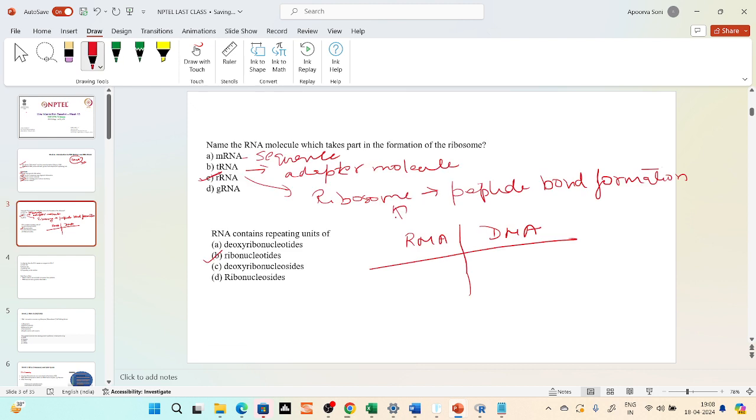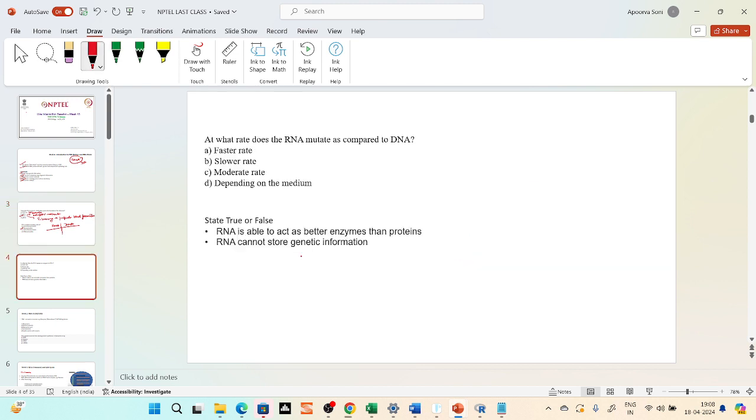And then we are just solving two questions. The RNA molecule which takes part in the formation of ribosome is ribosomal RNA, and RNA consists of repeating units of ribonucleotides. Next question is, at what rate does the RNA mutate as compared to DNA? Faster rate, slower rate, moderate rate, or depending on the medium?